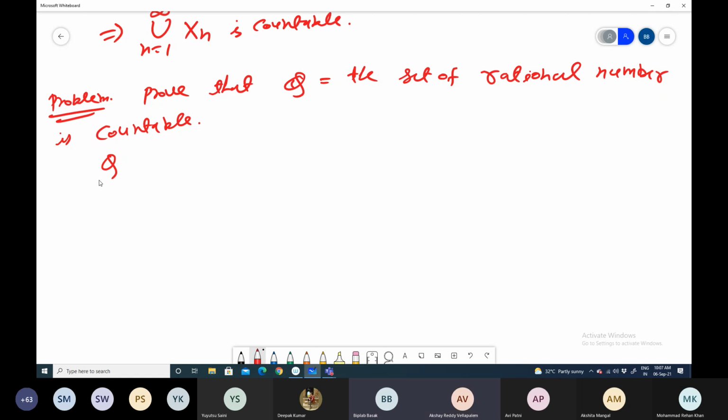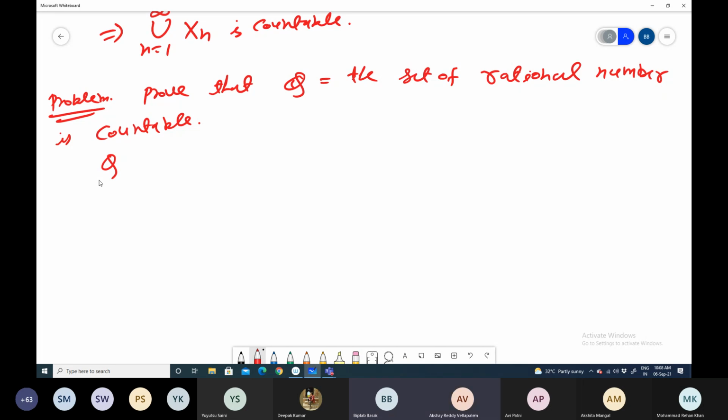Any rational number can be written as P by Q, where P and Q are integers and Q is not equal to 0. Because you have to prove that their cardinality is actually the same. You cannot say directly that their cardinality is the same. You need a proof for that, because it might happen that their cardinality is different, since there are lots of elements with the same value, and this is a surjective function actually.